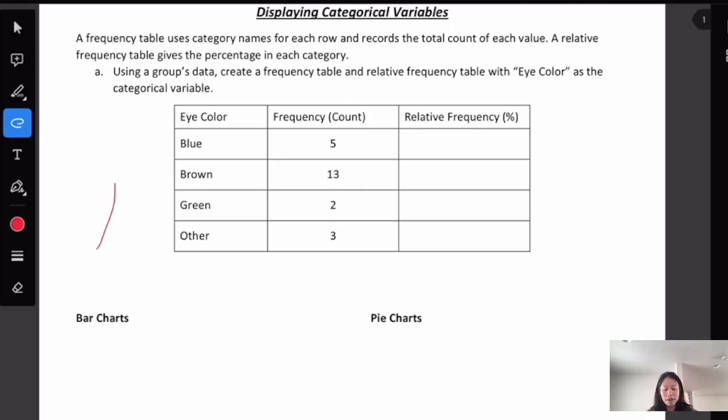Hello everyone, in today's video I am going to cover how to display categorical variables. First of all, let's do some review.